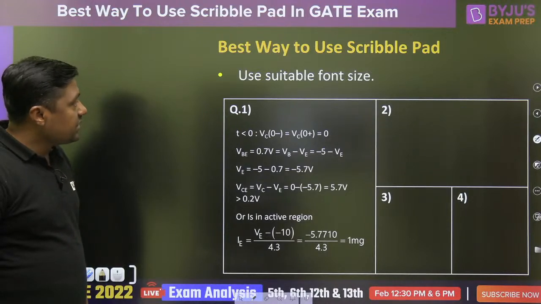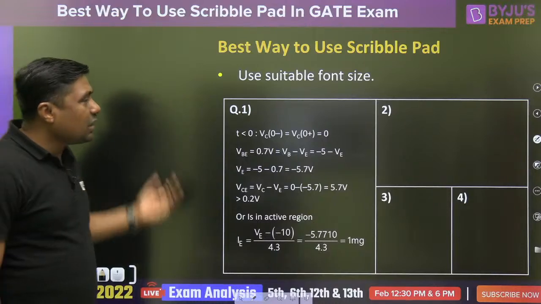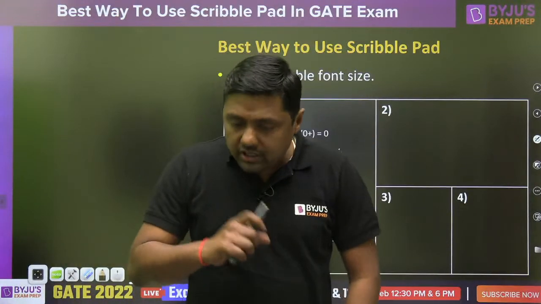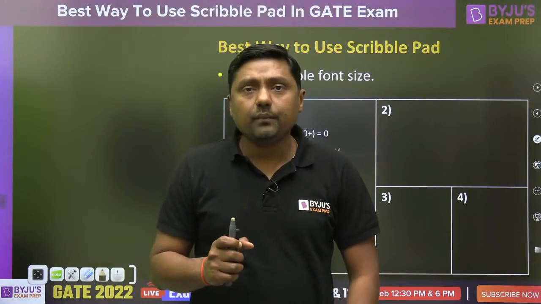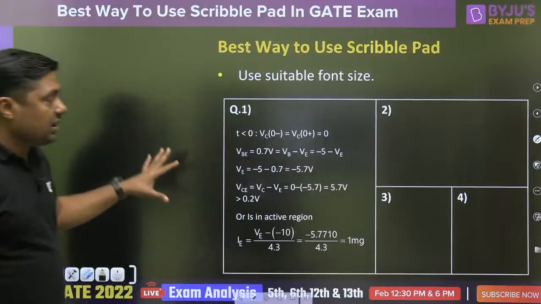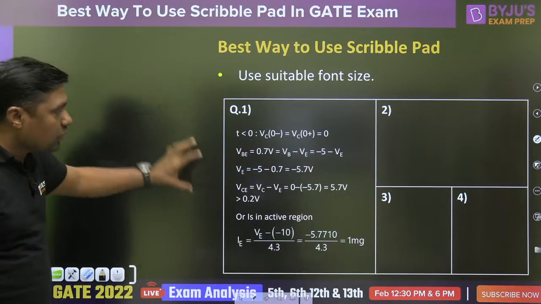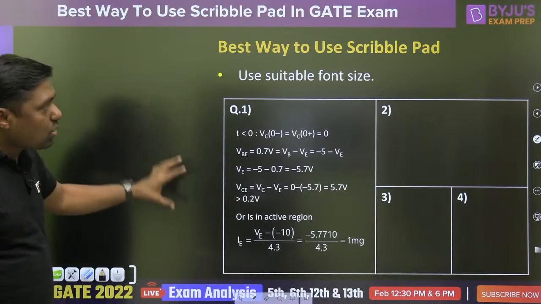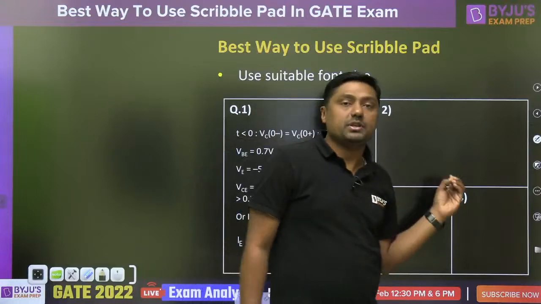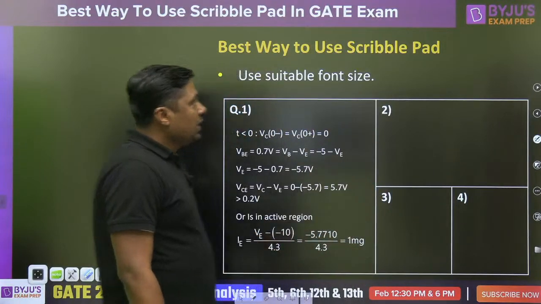Then next thing, use a suitable font size. Your practice, you cannot change overnight, you have been writing for years, but for the next 5 days you can practice it. Please use this scribble pad efficiently. Work on your handwriting style. Reduce your font size so that we can solve a minimum of 2 questions in 1 page. This is very, very important.